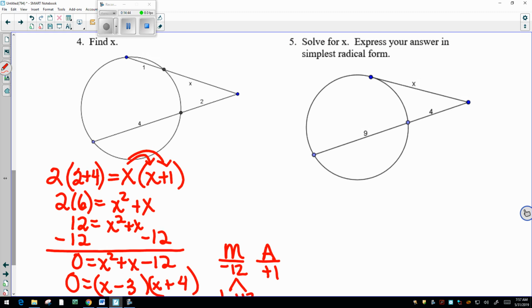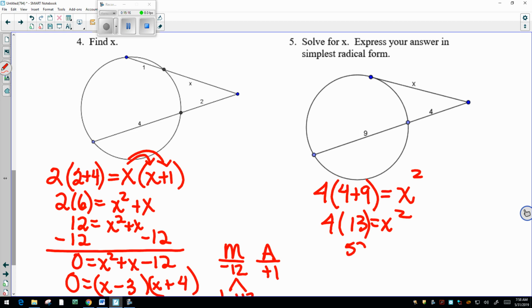And this last one, number 5, we're going to solve for x, and it says we're going to keep this in simplest radical form. So again, if I'm working with my secant, we know it's going to be the outside times the whole. To get the whole, we want to think add. We said with the tangent, I could either think again outside, which is x, times the whole thing, which is x, or I can just think tangent squared. Okay, so simplifying, 4 plus 9, we get 13. And if I multiply 4 times 13, I get 52.